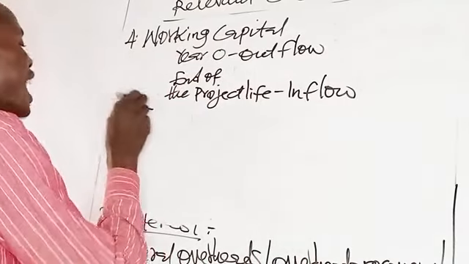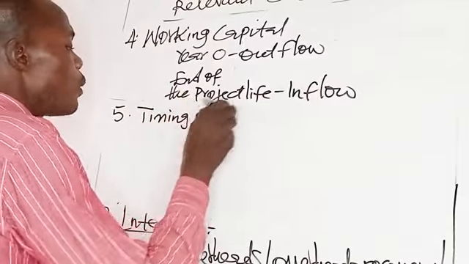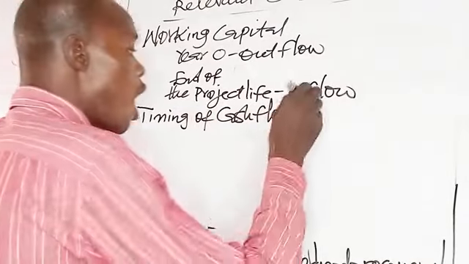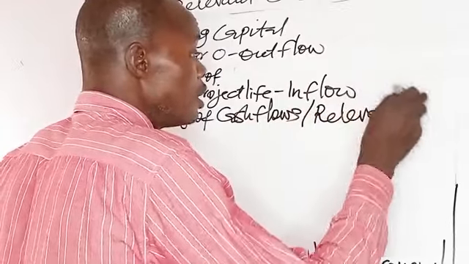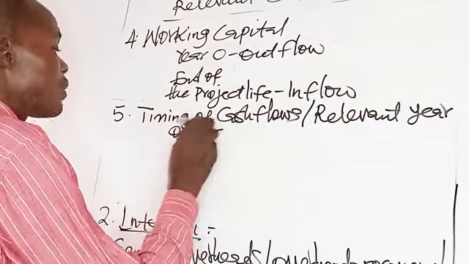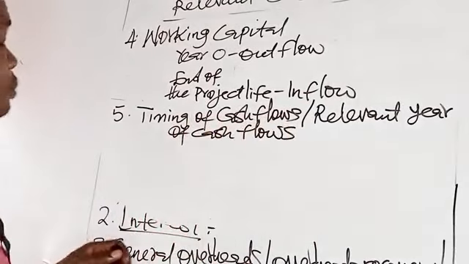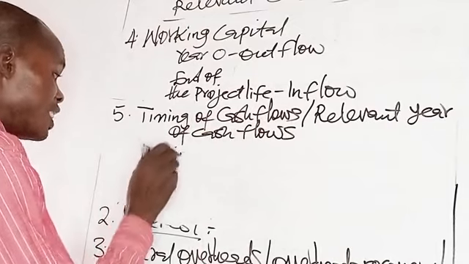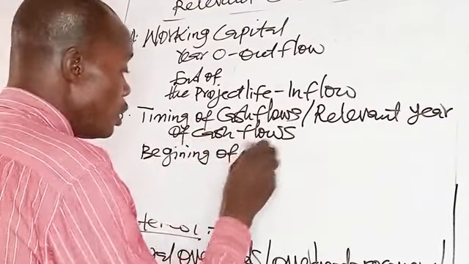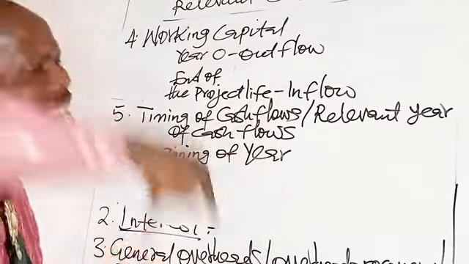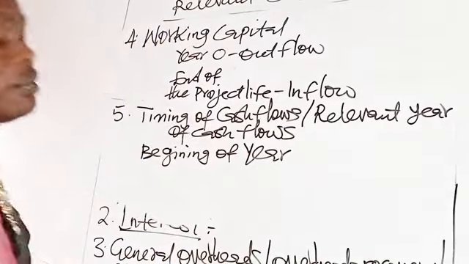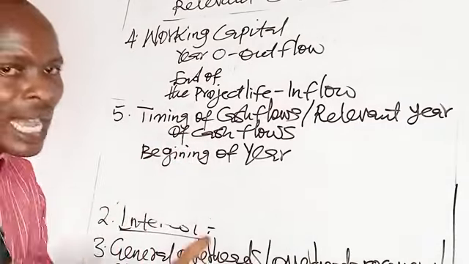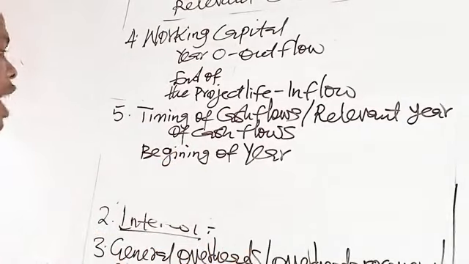Number five, timing of cash flows, or relevant year of cash flows. Now, if the cash flow arises at the beginning of the year, you should treat such cash flows in the immediate preceding year. What does that mean?